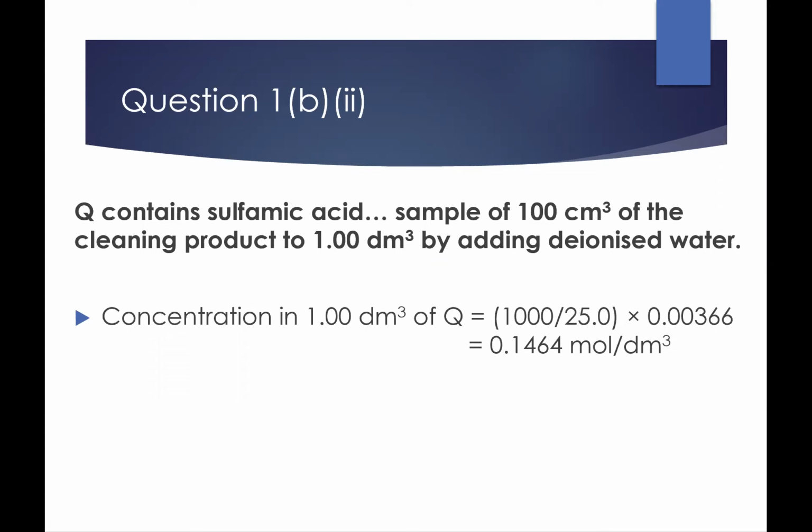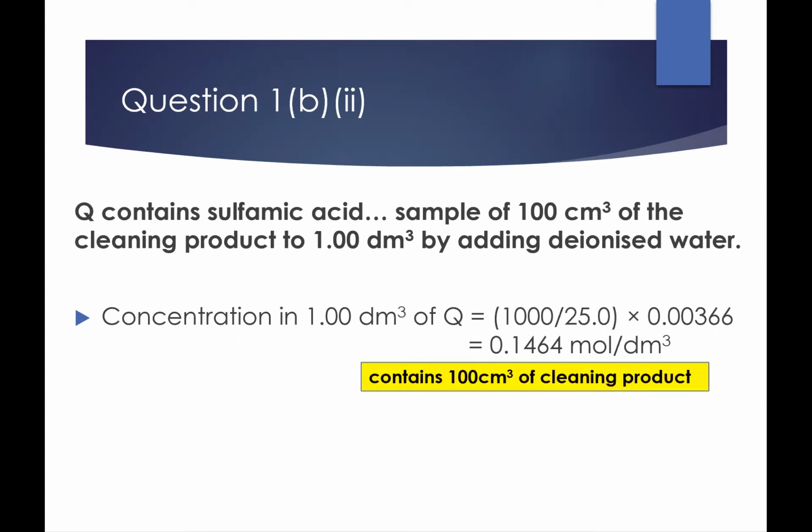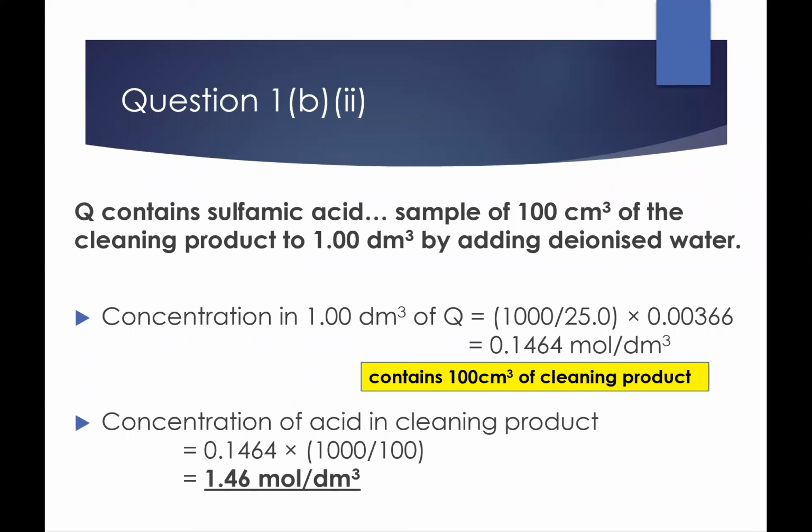So we have to do this in two steps. The first step is to calculate the concentration in 1 dm cube, okay, which is done in this manner here. And then remember that your 1 dm cube of Q contains the 100 cm cube of the cleaning product. So that means to find the concentration of the cleaning product, you need to do a second calculation, which is basically 1000 cm cube divided by 100 cm cube multiplied by the previous concentration. That will give you a value of 1.46 mole per dm cube. So this is your answer, all right?